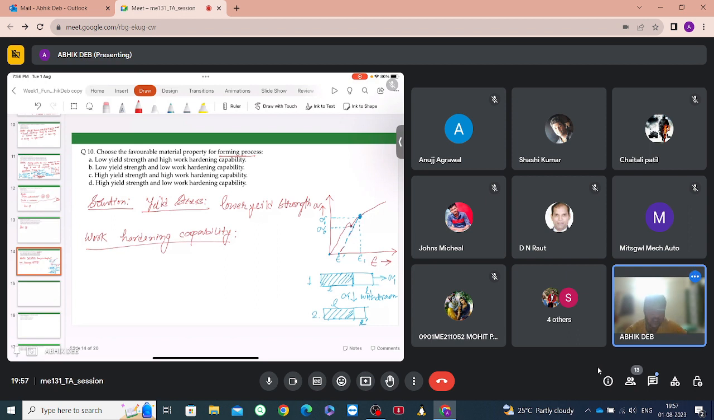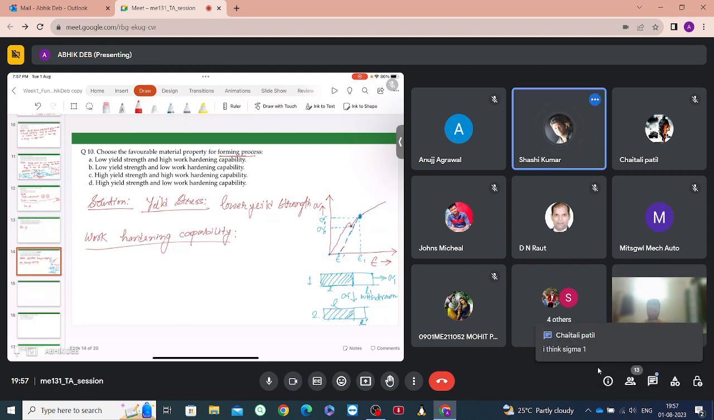So it will not reach this sigma naught curve. It will not intersect the curve at that point itself. It has already undergone the deformation due to this difference, sigma 1 minus sigma naught. So how will it deform from sigma naught again? Okay, sir. So understood. So it will start deforming from sigma 1.